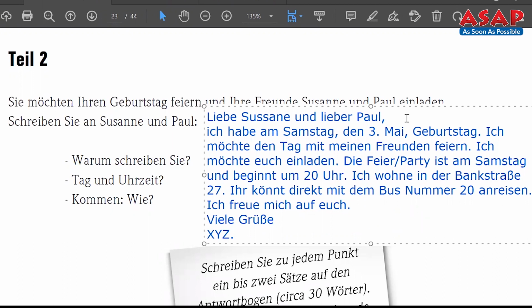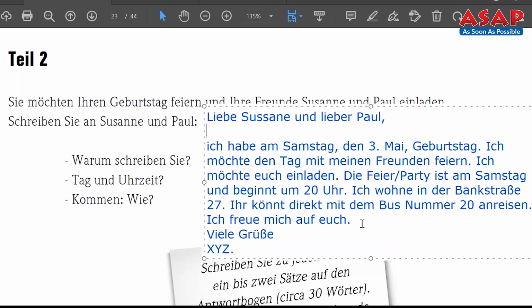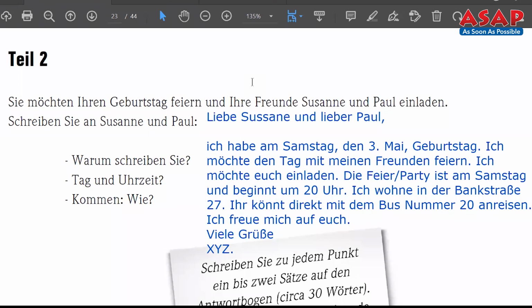In this text you can see how much I have written. Warum schreiben Sie? First, how do you start this? Liebe Susanne und lieber Paul. So liebe and lieber. For female it is liebe, for male it is lieber. And then you start your email or letter, and the first alphabet should be small. So here the first alphabet is small.